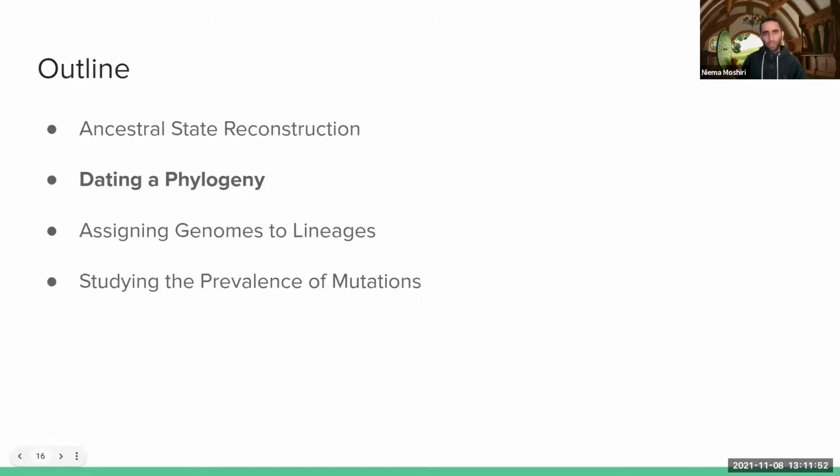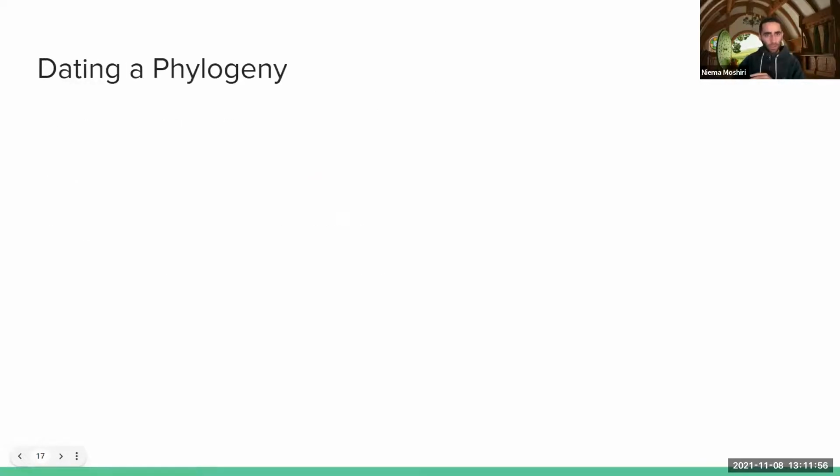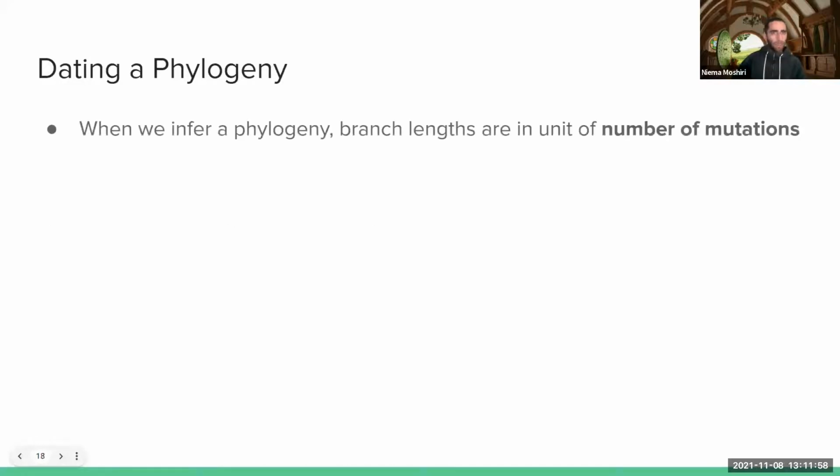Cool. Okay, so the next section is called dating of phylogeny. So essentially, when we infer a maximum likelihood phylogeny, like we talked about last week, we plug it into IQ-TREE or FastTree or any of those tools that I told you about. You get your multiple sequence alignment, run it through this tool, and out comes an evolutionary tree. That tree's branch lengths are actually in terms of number of mutations.